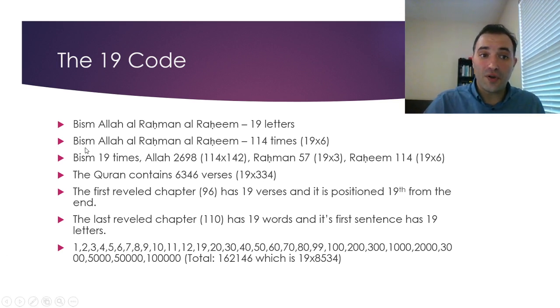All right, so the first component of these four words, in the name of God, the merciful, the compassionate, is Bism, in the name of, and it is repeated 19 times in the Quran. The name of God, Allah, God in Arabic, is repeated in the entire Quran 2,698 times, which is exactly the multiplication of 114 and 142, and 114 is 19 multiplied by 6.